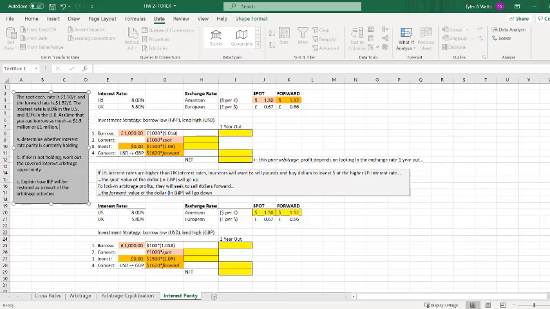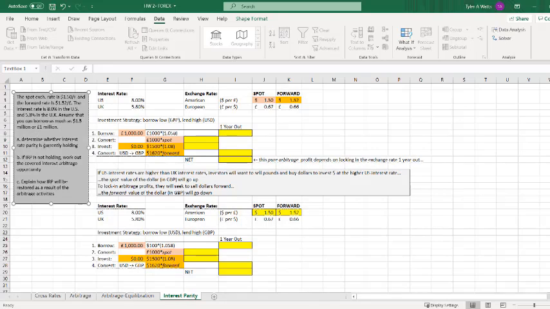So let's read through the scenario. The spot exchange rate is $1.50 per pound, and the forward rate is $1.52 per pound. The interest rate is 8% in the US, well, typo there, 5.8% in the UK. Assume that you can borrow as much as $1.5 million or 1 million pounds.